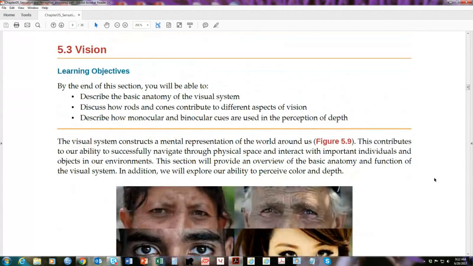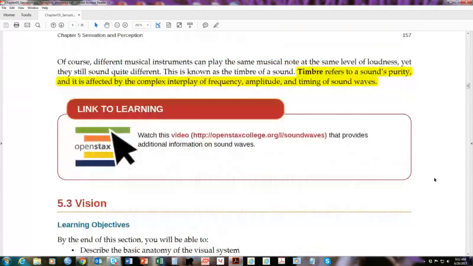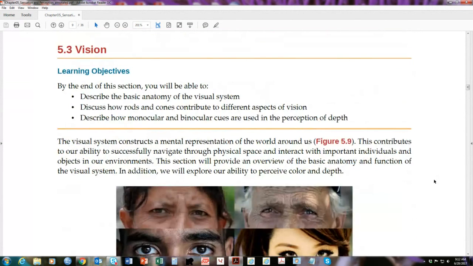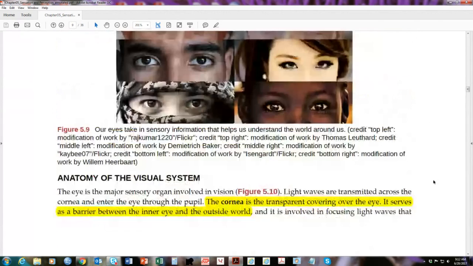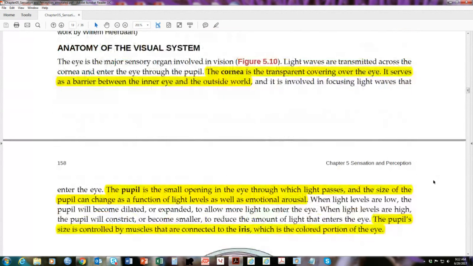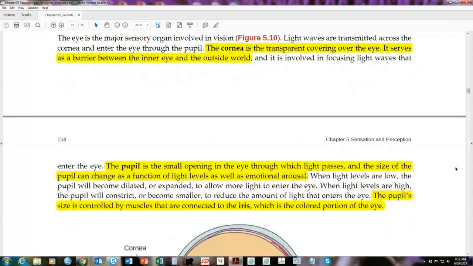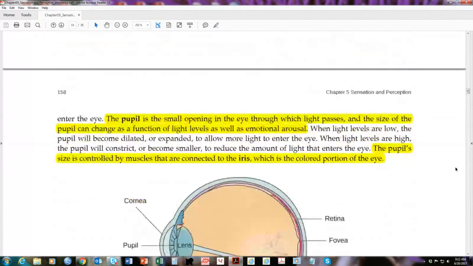Now, section 5.3 that begins on page 157 is where this section on vision begins. And we need to look at the anatomy of the visual system. We'll start with the cornea. The cornea is the covering of the eye, and it's essentially the barrier between the eye and the outside world. And it has a shape to it, and the shape of the cornea has bearing on how light focuses.